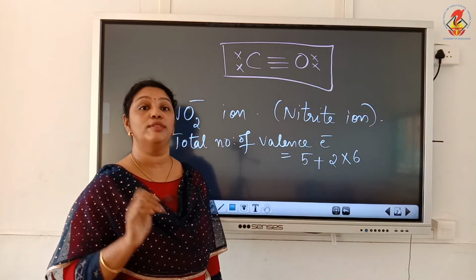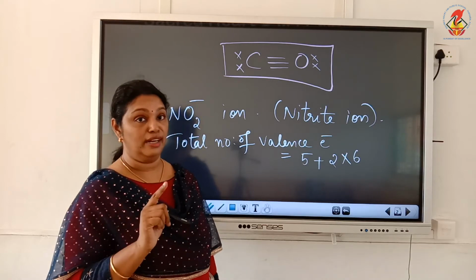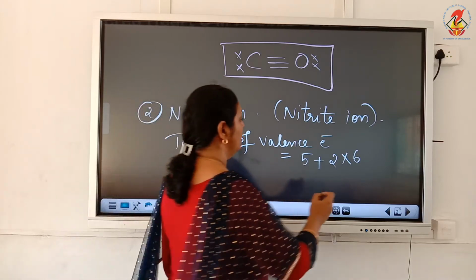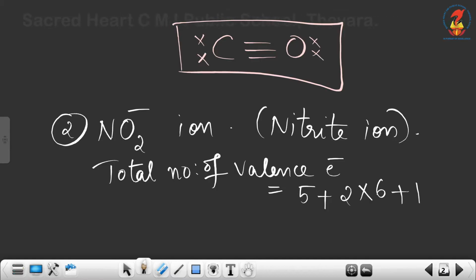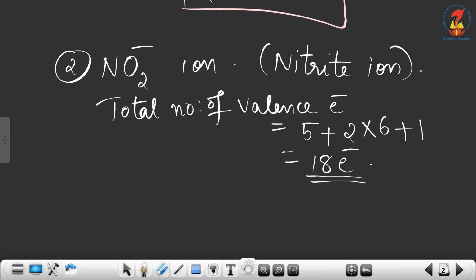Minus charge means you have to add how many electrons? 1 electron. It is minus 1. So, plus 1. Minus means gaining of electrons. So, you have to add 1. Now, what is the answer? 6 twos are 12. 12 plus 1, 13. 13 plus 5. You get it as 18. 18 electrons. So, this is the total number of electrons in NO2 minus.